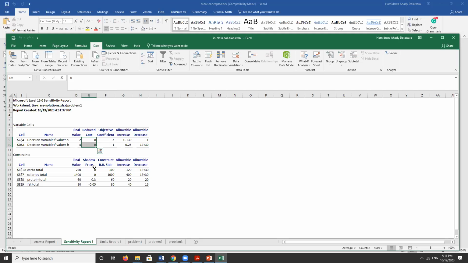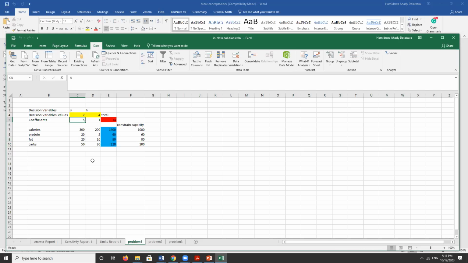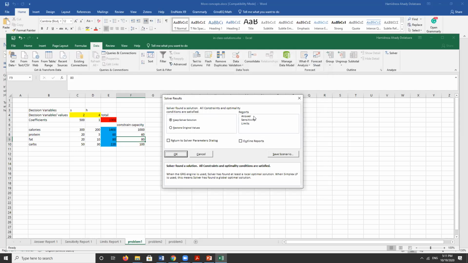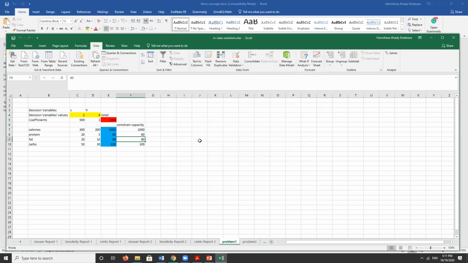I'll just say you assume that... let me just make one of my coefficients very expensive here. Let's say instead of 5, I make it 500. Let's see what happens. So I go to solver. Let me this time I select correctly, hopefully. Still they are included.